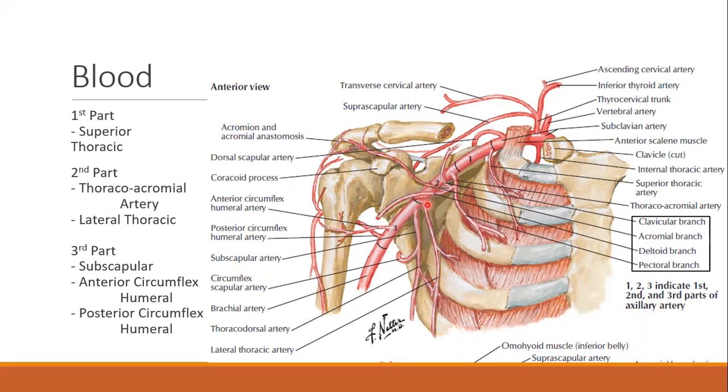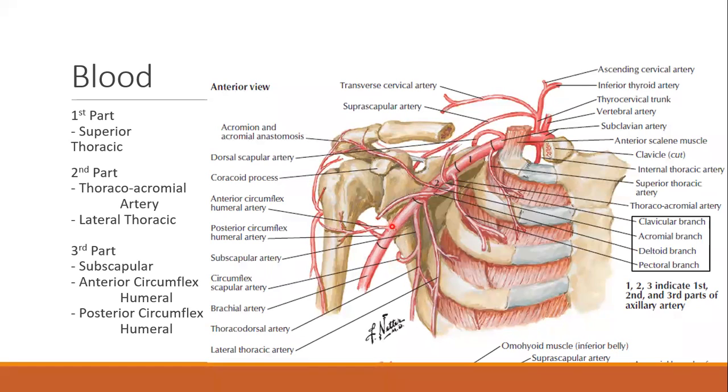The second branch coming off of the second part of your axillary artery is your lateral thoracic artery. And then the third part of the axillary artery has 3 branches coming off. The first one is your subscapular artery. Your subscapular artery then splits into 2: you have your circumflex scapular artery, and then your thoracodorsal artery.